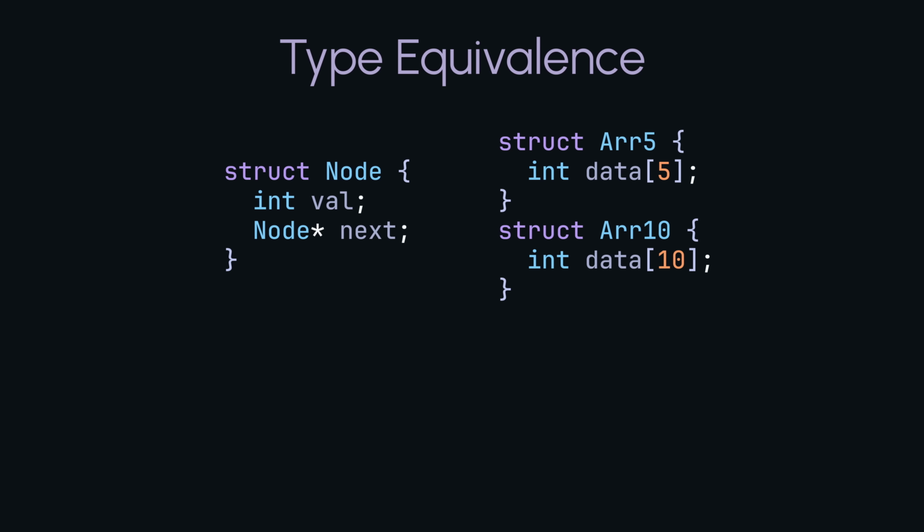And what about type aliases? If you write type meters equals double, is the meters type exchangeable with double later? In some languages yes, in others no.